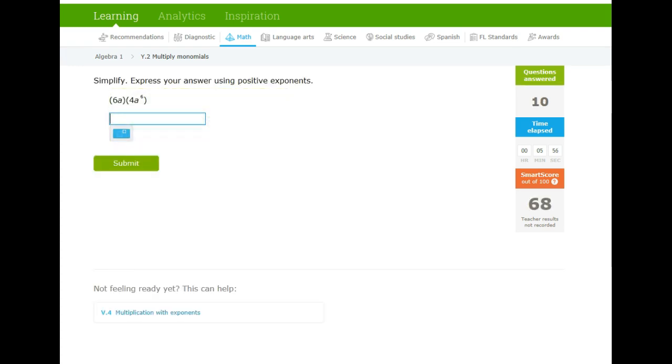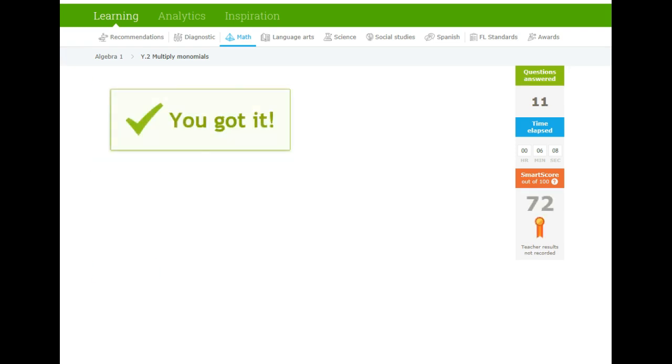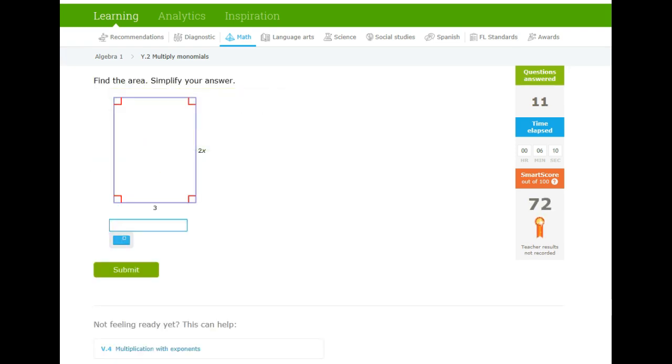Okay, easier now. 6 times 4, 24. 8 to the first and 8 to the 6th power is 8 to the 1 plus 6, which is 8 to the 7th power. This is a good practice for multiplication of powers. So base times height again, which is 6x. We have done a similar one before. So 3 times 2, 6, 6x.